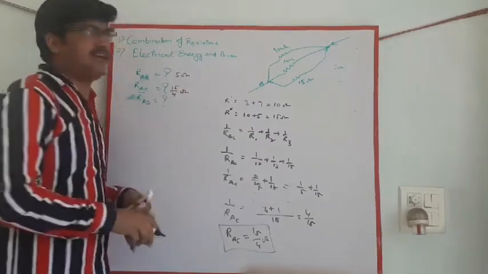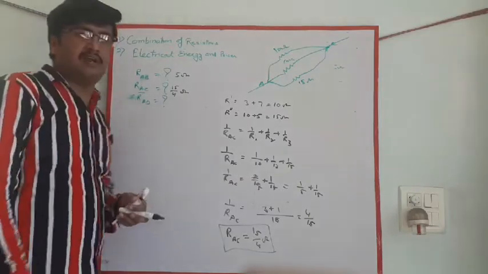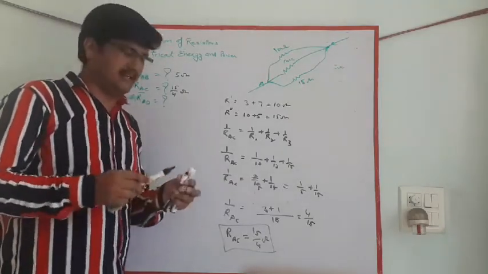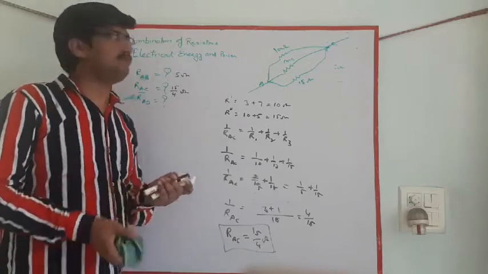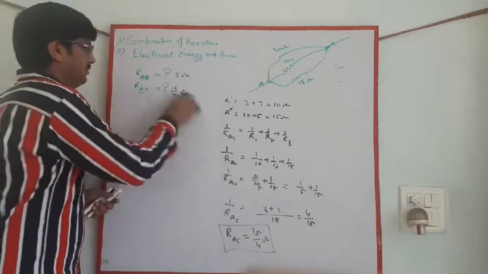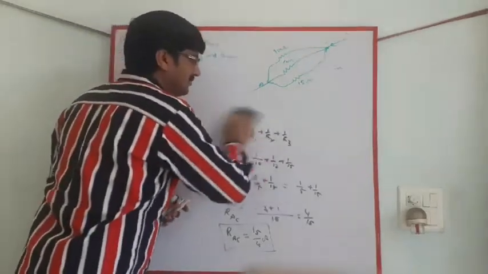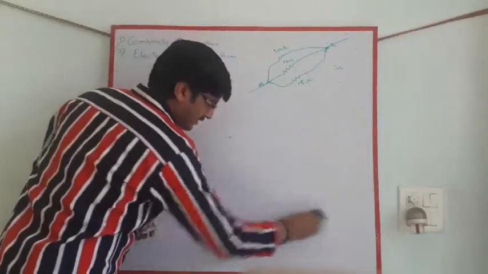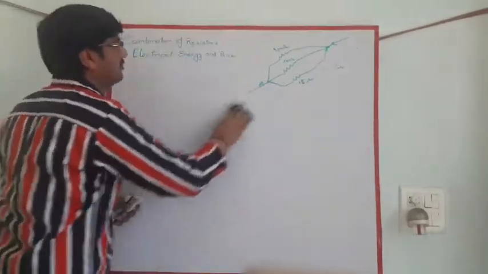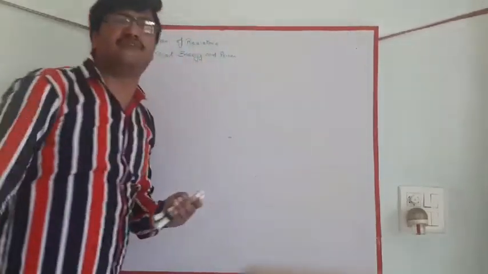The same way we can find out the resistance between A and D terminal, and this is for your own practice. You will do it by yourself. You can see the circuit by reversing the video and find the resistance between A and D. So this was all about combination of resistances.